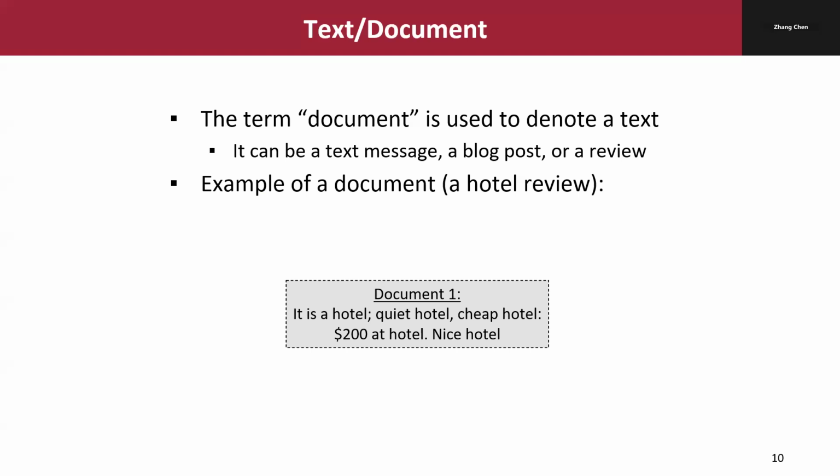So this review states, it is a quiet hotel, cheap hotel, right? It's $200 at the hotel, it's a nice hotel. So basically, those are comments on the hotel, right? This example conveys key information about the hotel and the cost, and the general quality of the stay, for example.